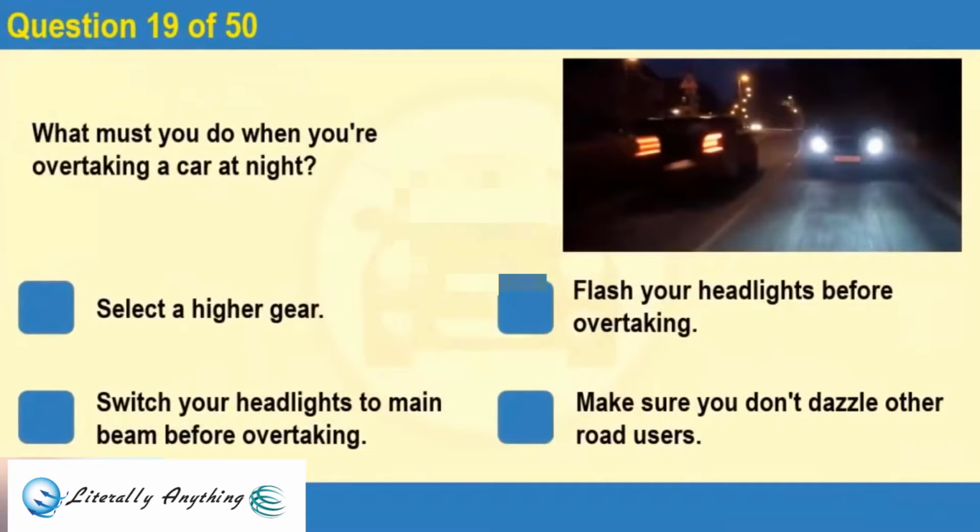What must you do when you're overtaking a car at night? 1. Select a higher gear. 2. Flash your headlights before overtaking. 3. Switch your headlights to main beam before overtaking. 4. Make sure you don't dazzle other road users.